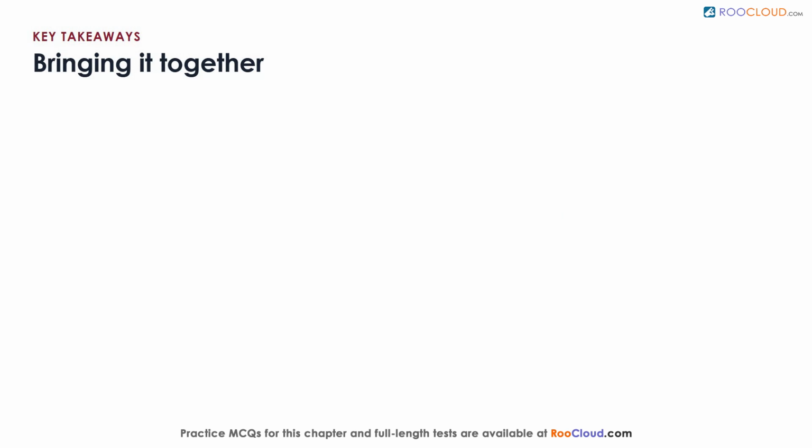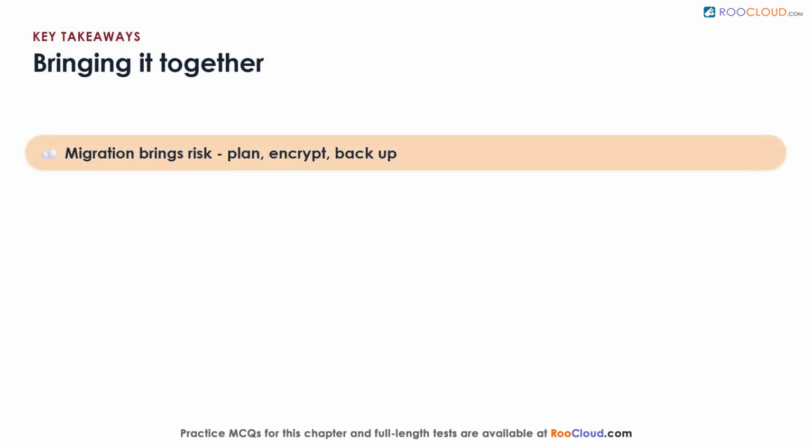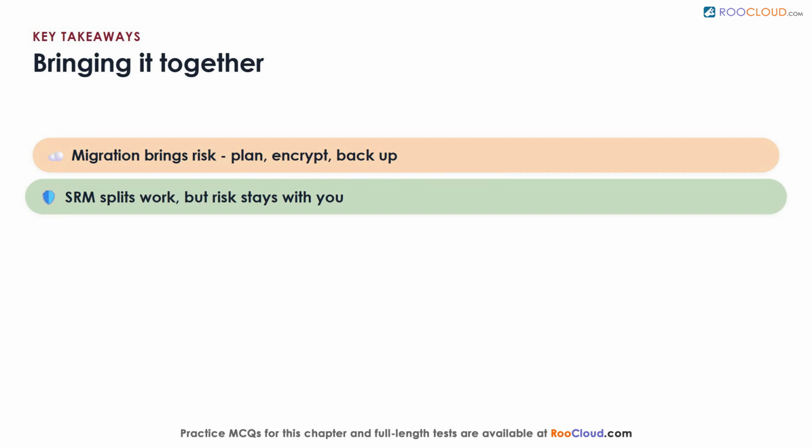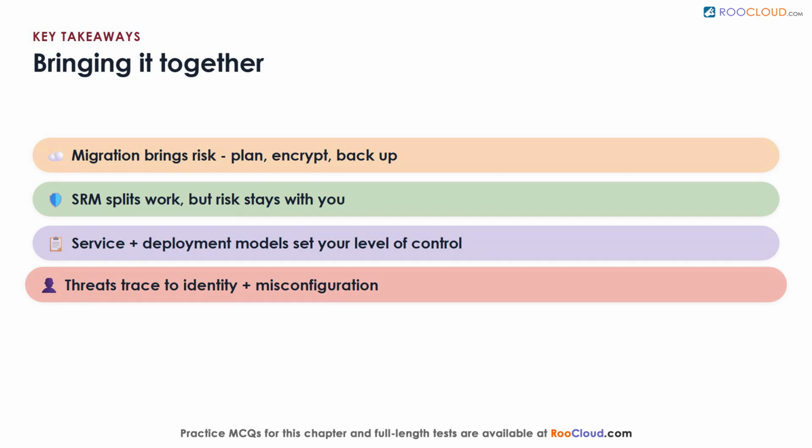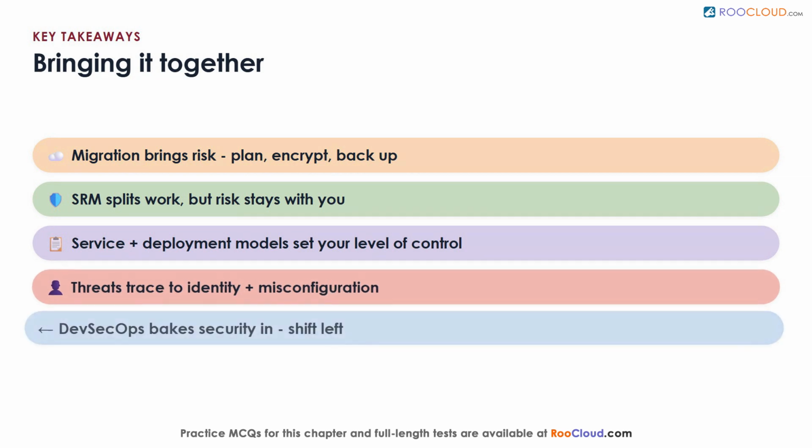So let's bring it together. Cloud migration brings risk, so plan, encrypt, and backup. The shared responsibility model splits the work, but the risk stays with you. Service and deployment models decide how much you control. The biggest threats trace back to identity and misconfiguration, and DevSecOps bakes security in from the start. Understand the cloud this way, and you can advise on it with confidence.